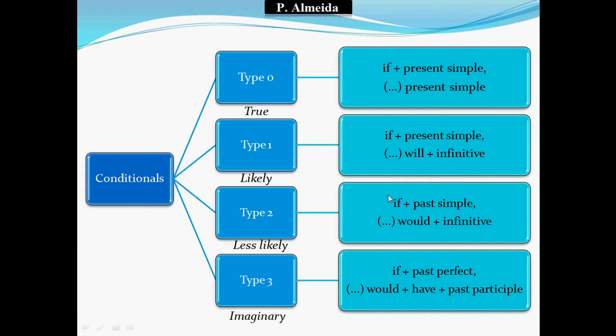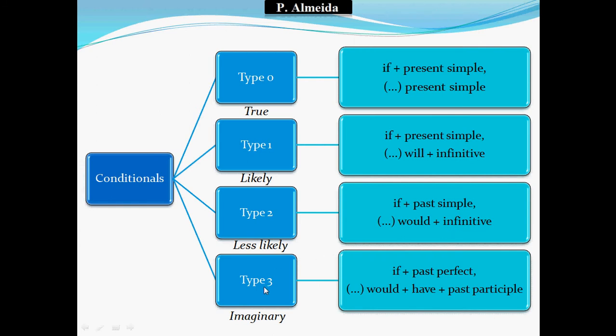Type 2, it starts with an if and past simple. So the verb coming with the if is going to be in the past simple, comma, to go to the second part of the sentence, and then you would get would plus infinitive, the infinitive of the verb, okay? So infinitive just like the first conditional, or the conditional type 1.